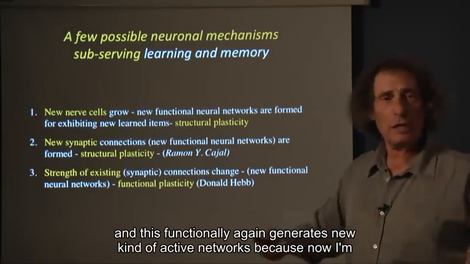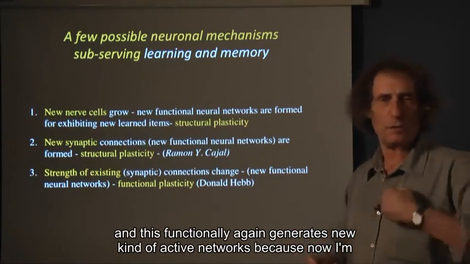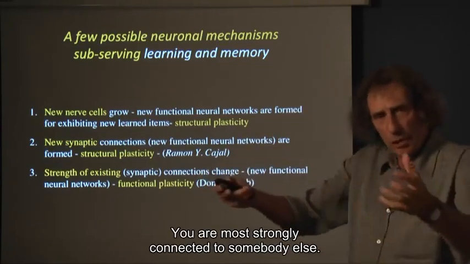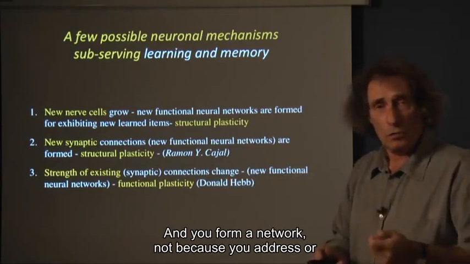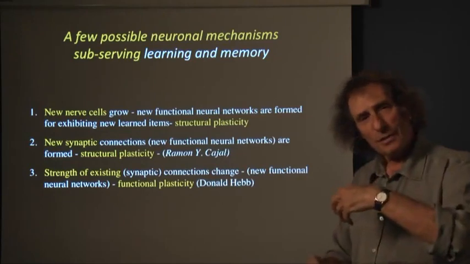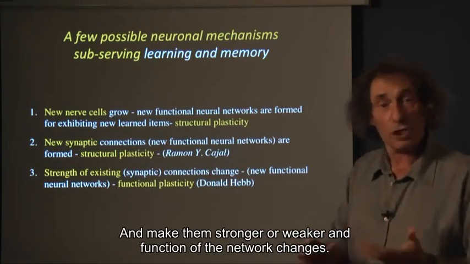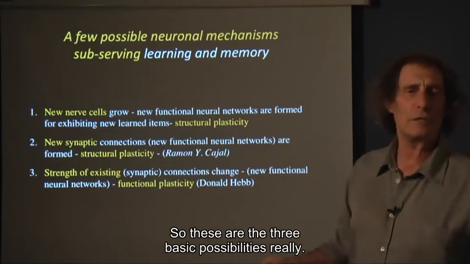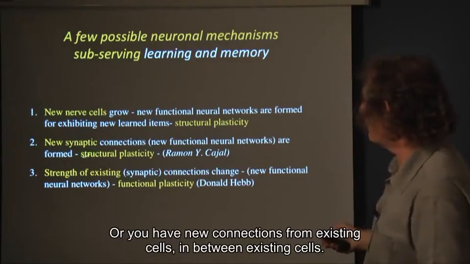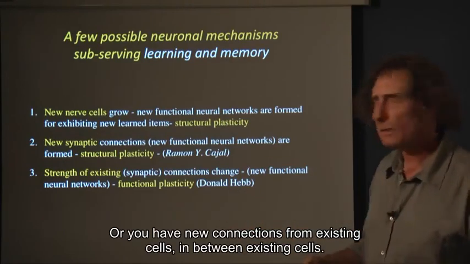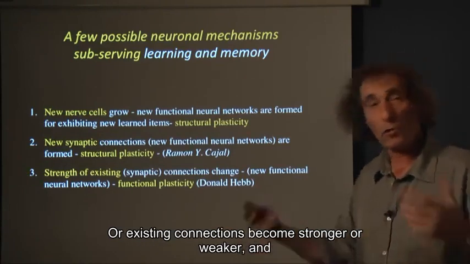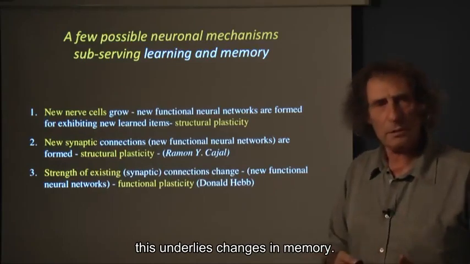And this functionally, again, generates a new kind of active networks, because now I'm more strongly connected to you. You are more strongly connected to somebody else, and you form a network not because you generate new synapses, but you use old synapses and make them stronger or weaker, and functionally the network changes. So these are the three basic possibilities, really. Either you have new nerve cells underlying memory, or you have new connections between existing cells, or existing connections become stronger or weaker, and this underlies changes in memory.